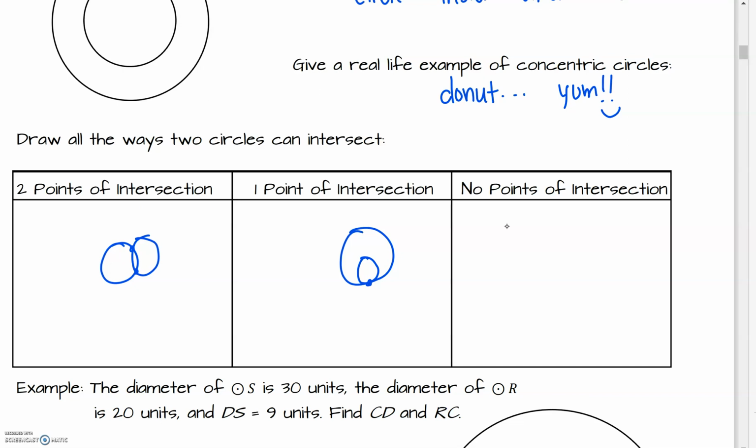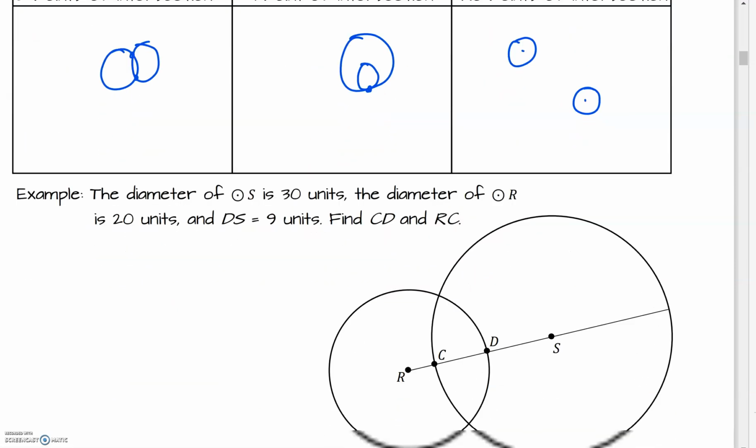The diameter of S, circle S right here. So the whole length, because diameter is 30 units.